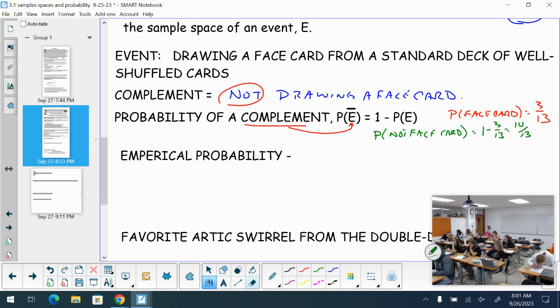Once again, if you're in the mindset of I'm dealing with probability, I need to change that to a percent, go for it. 3 out of 13, 10 out of 13 is fine for a solution. But if you want to change it into a decimal, or a percent, I will accept either of them.